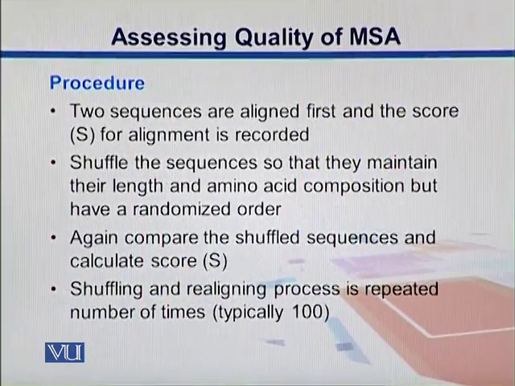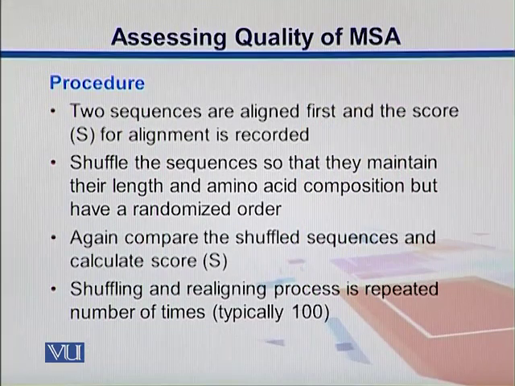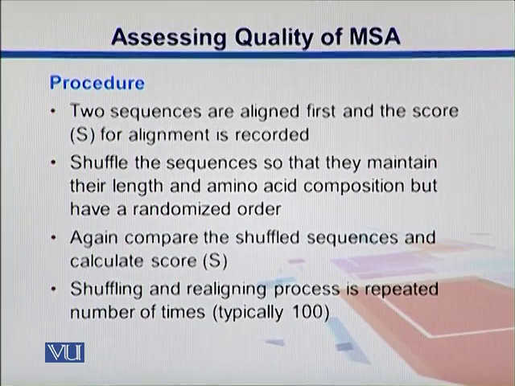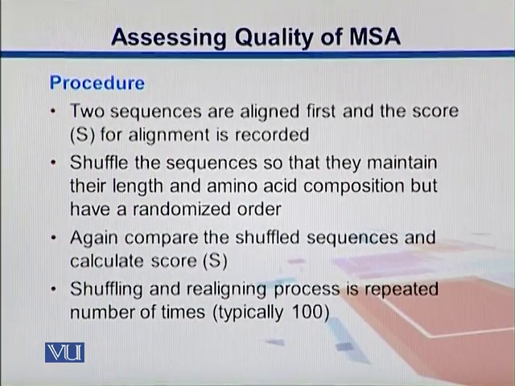So we take the sequences and align them, and the score of the alignment is recorded, and then we shuffle the sequences such that they maintain their length and amino acid composition. Then we compare the shuffled sequences and calculate their scores. Then the shuffling and realigning process is repeated. Some people say you have to do that 100 times. This technique we will also apply to our phylogenetic trees, where we call it bootstrapping. So something similar we are doing here.